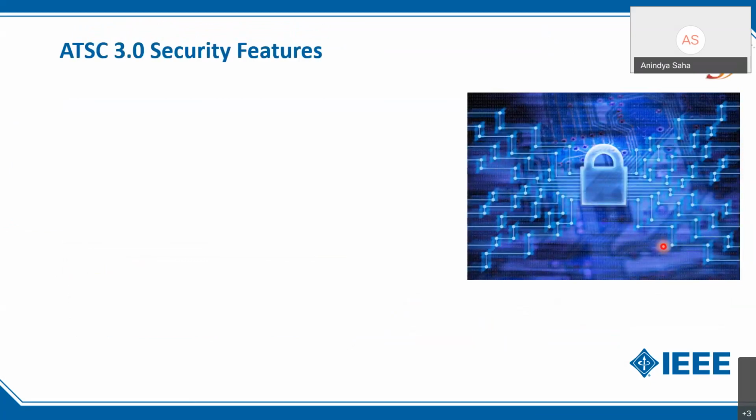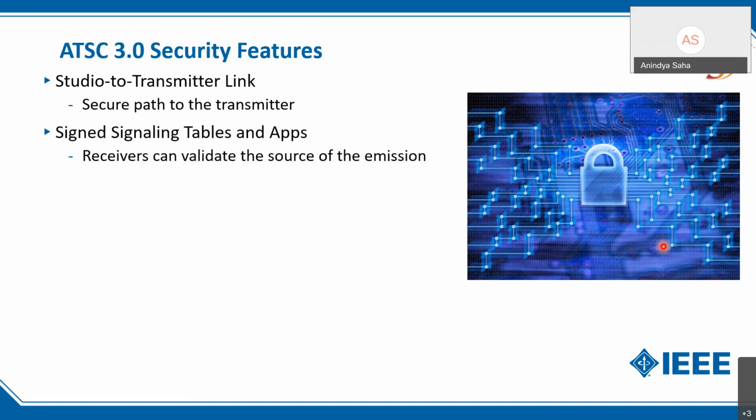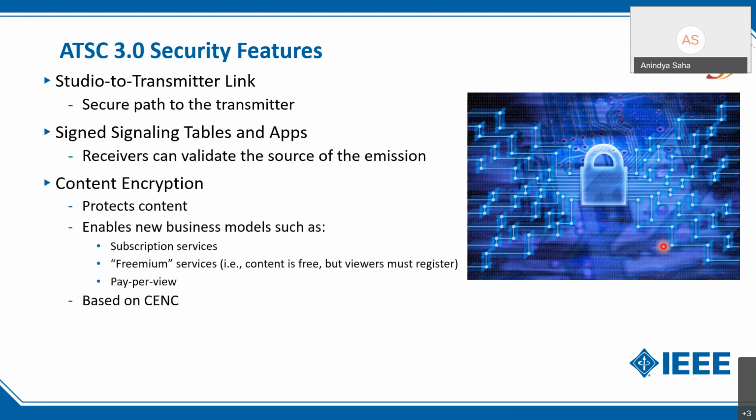Let's have a look at the security features. I didn't show this, but there is a studio to transmitter link, and this is secured with encryption algorithms. Then receivers who receive the content from a broadcaster or transmitter have signaling tables and applications which need to be authorized. They need some kind of signing procedure to validate that the source of emission is really genuine and not something else.